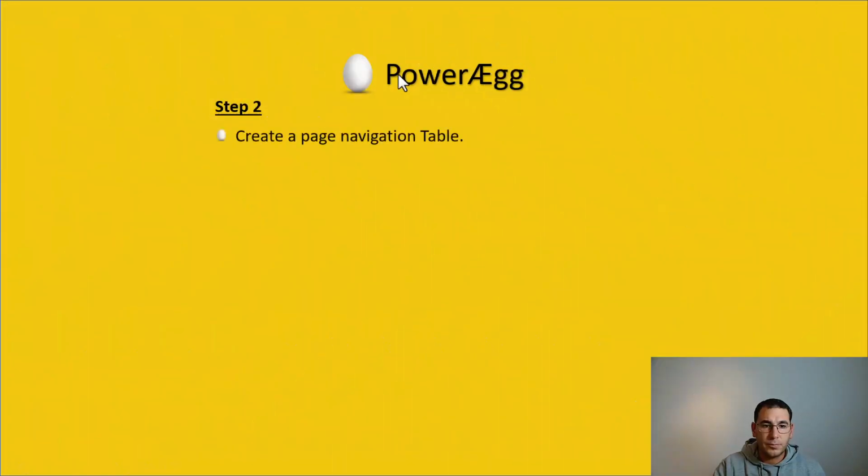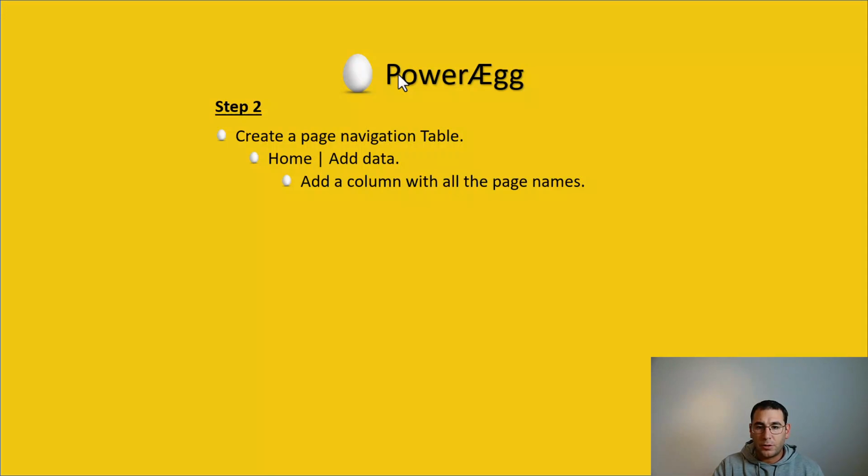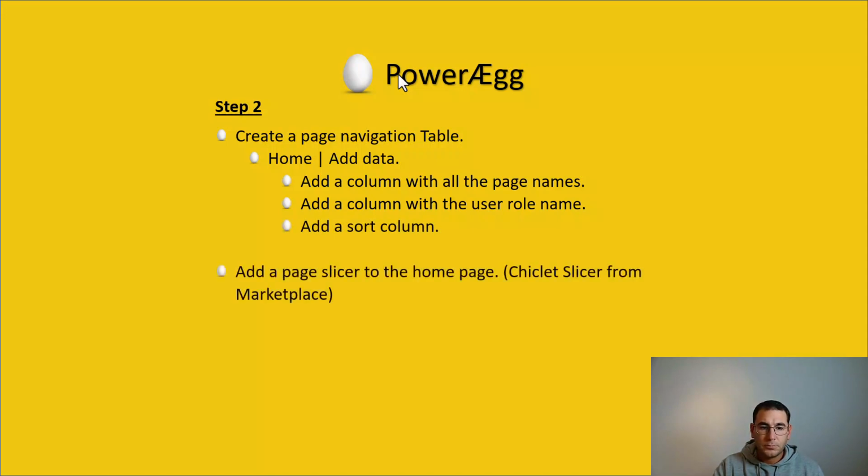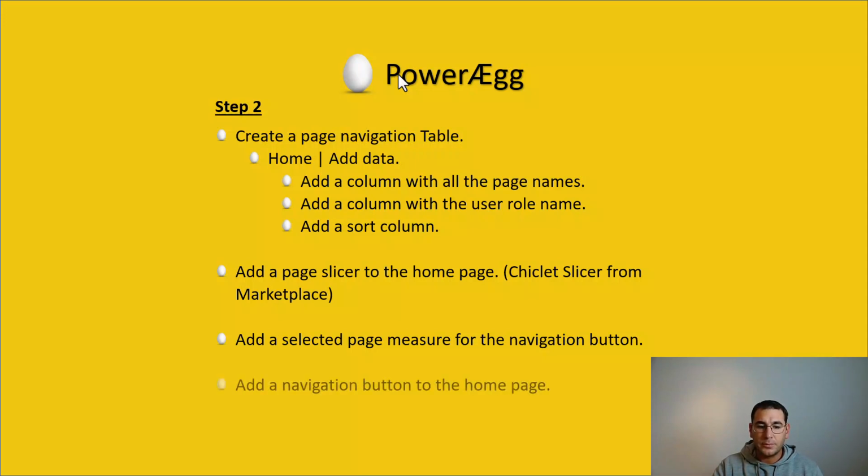Step 2. Let's create a page navigation table. We will do this by going to Home, Enter Data, and then add a column with all the page names. Then we will add a column with the user role name, and then add a sort column. Then we will add a page slicer to the home page. This will be a chiclet slicer from the AppSource marketplace. Then we will add a selected page measure for the navigation button, add the navigation button to the home page, and then test the page navigation solution.